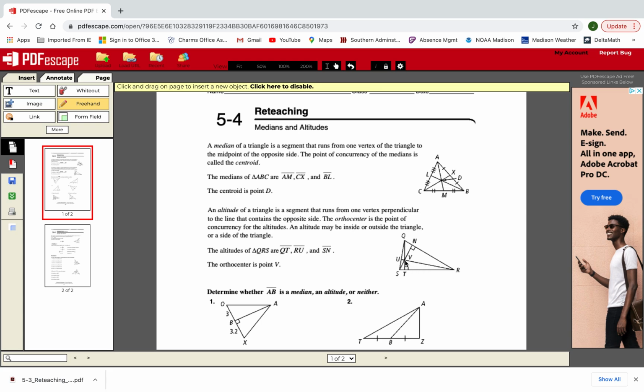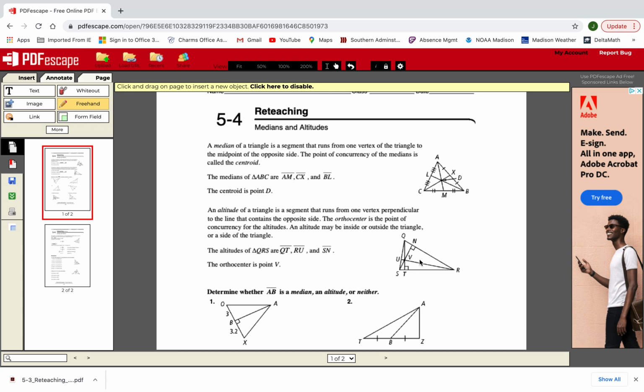All three of the altitudes meet at a point called the orthocenter. Orthocenter is the point of concurrency for the altitudes. By the way, I've said point of concurrency for a couple lessons now, and I hope that you have ascertained what that means. But a point of concurrency is a common point where three segments meet. So the point of concurrency for the altitudes is the common point where the three altitudes meet each other. An altitude may be inside or outside the triangle or a side of the triangle.